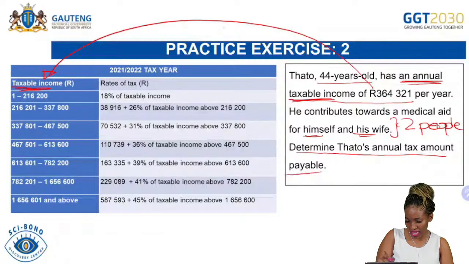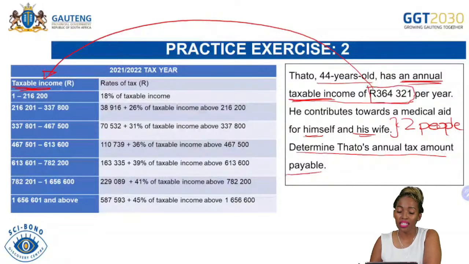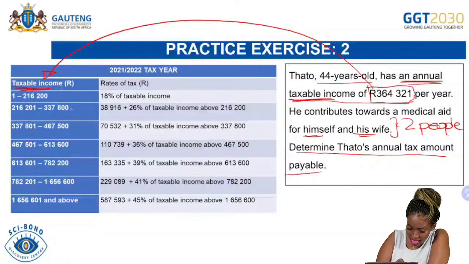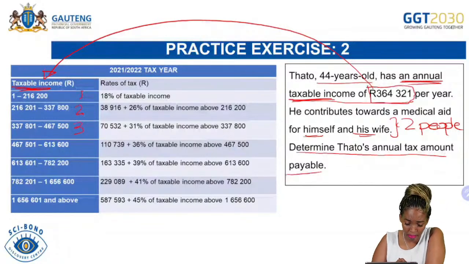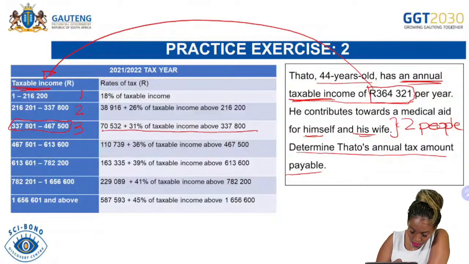Remember, we already have the taxable income. So 364, we must check which tax bracket it falls under. This is bracket 1, this is bracket 2, this is bracket number 3. So 364 will fall under bracket number 3. So what we do, we rewrite the formula.